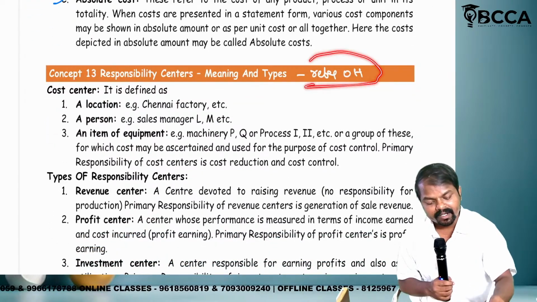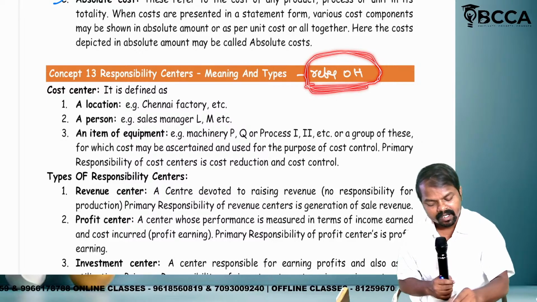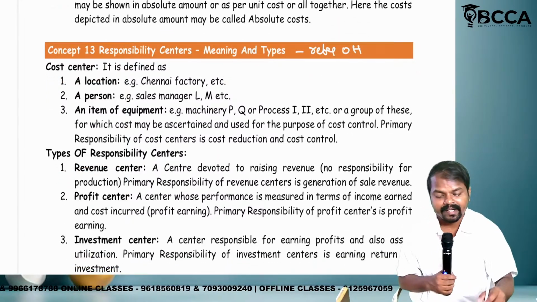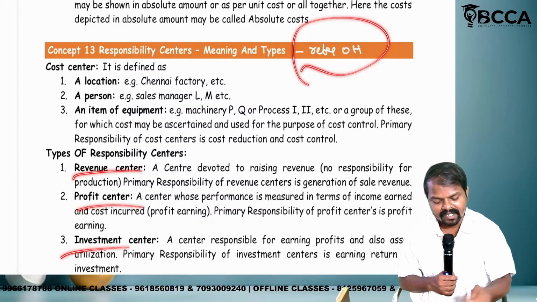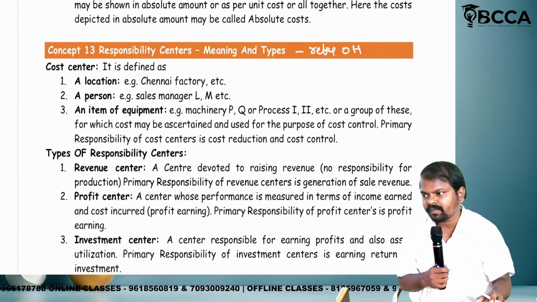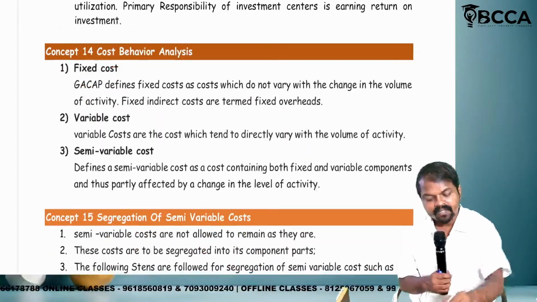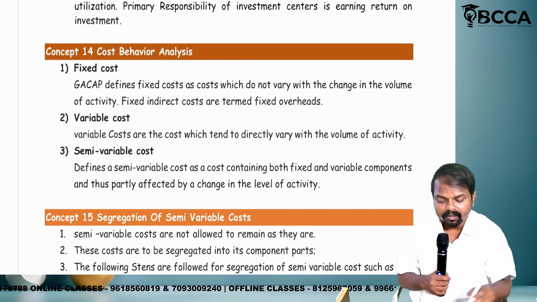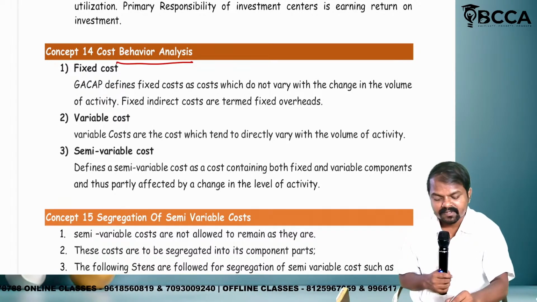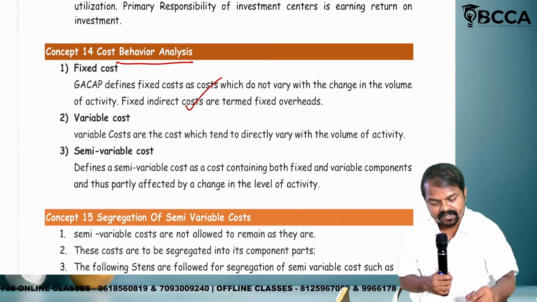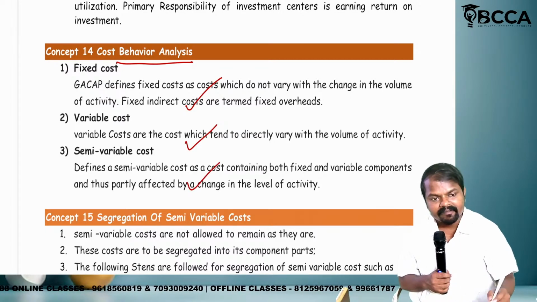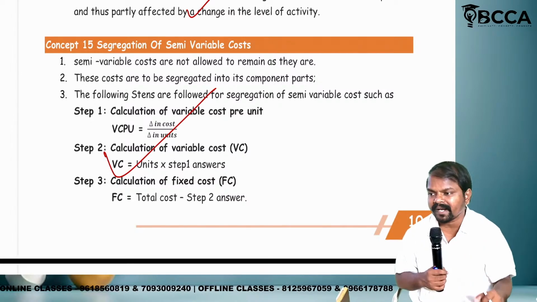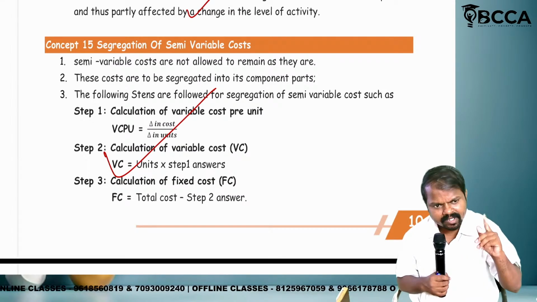Concept number 13, please refer to overhead. Cost center, types of responsibility: revenue center, profit center, investment center, we will discuss under the overhead chapter. Clear, friends? Next, cost behavior analysis. Do you remember? We discussed fixed cost, variable cost, semi-variable cost. Segregation of semi-variable cost has 3 steps, which we wrote separately in the initial days.